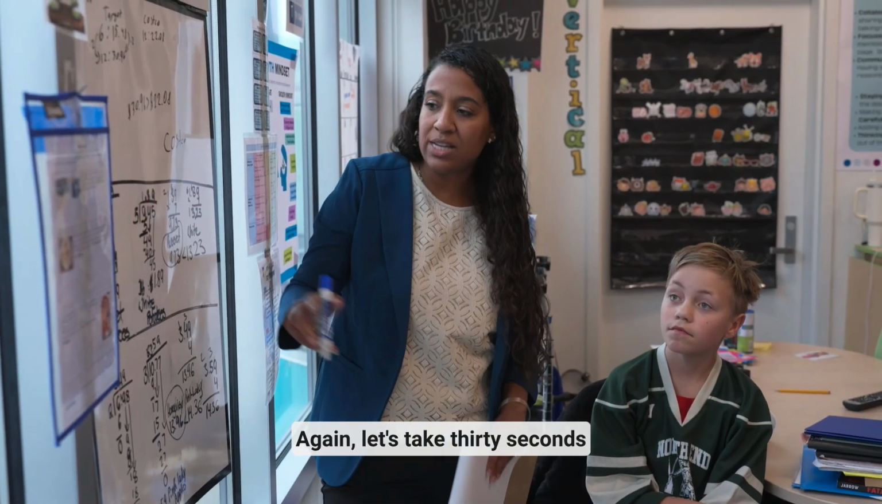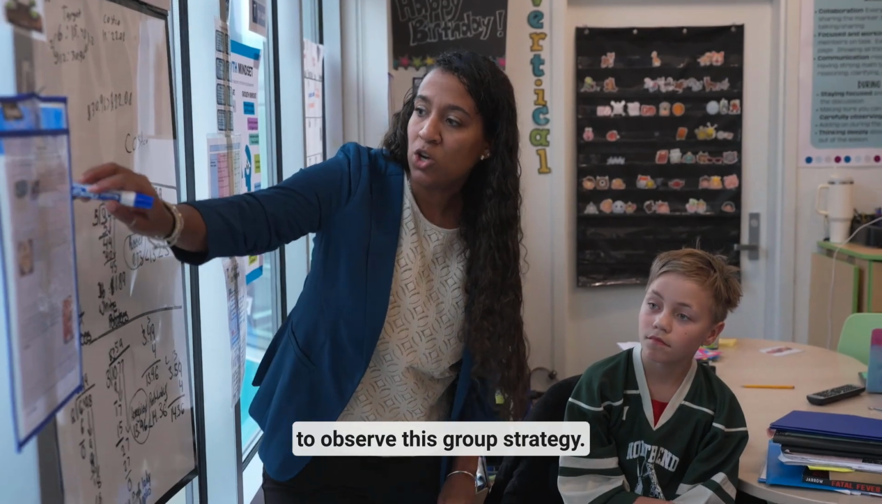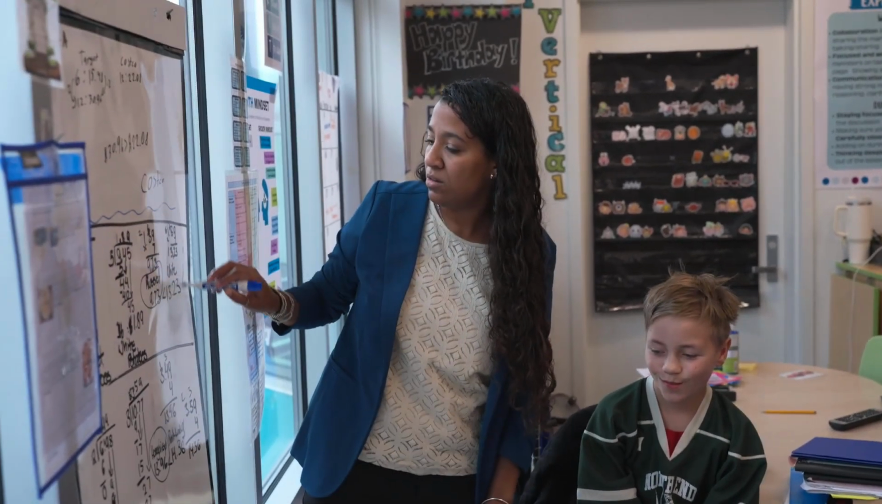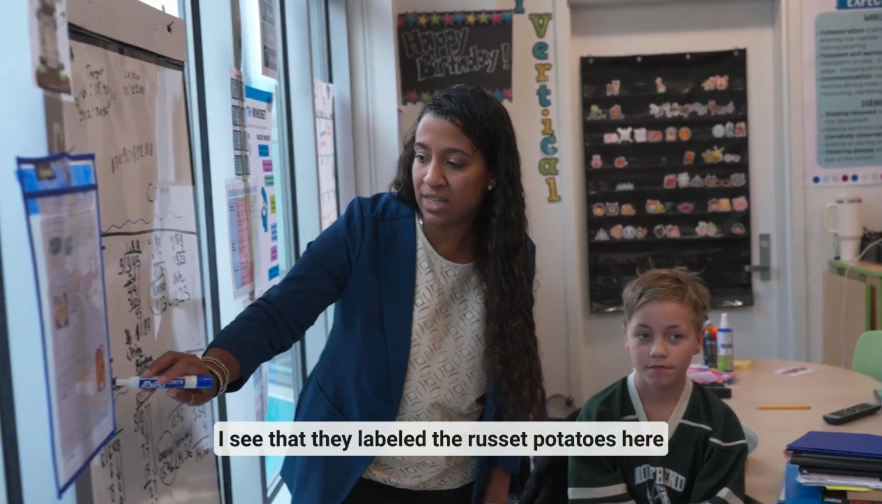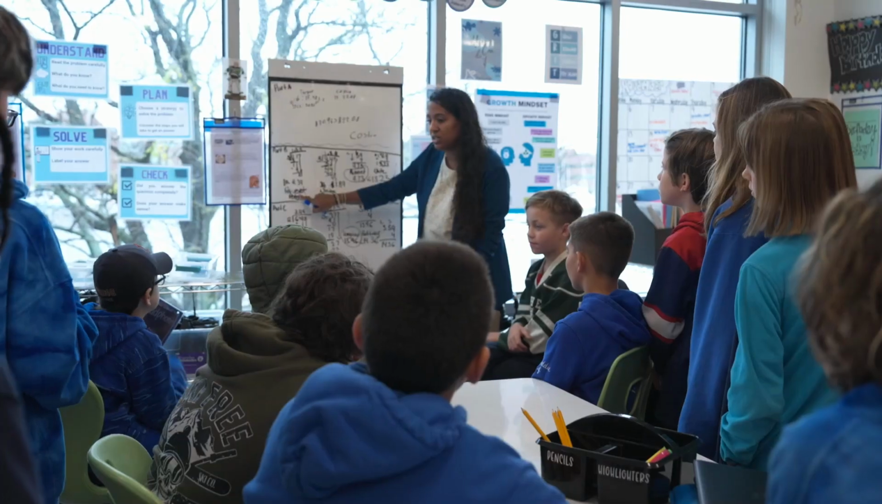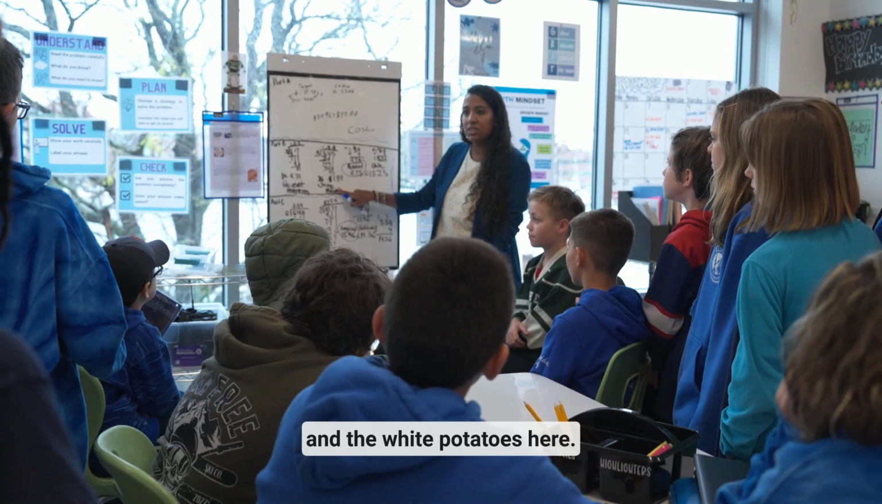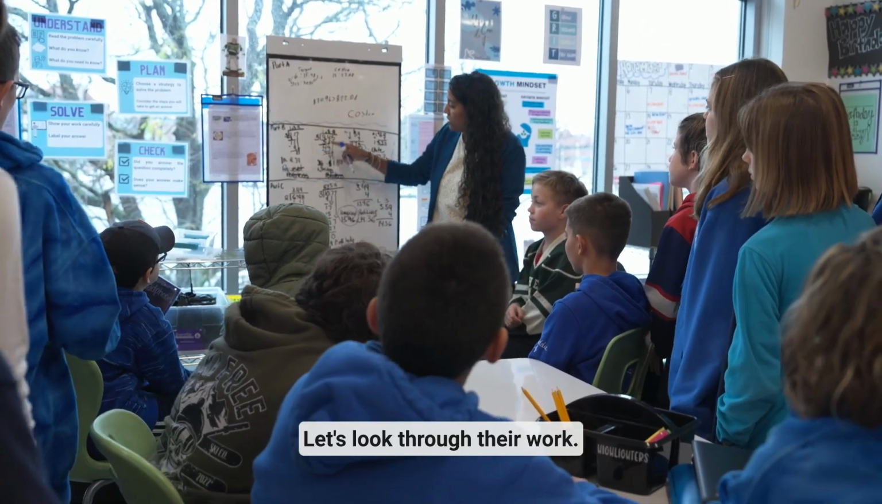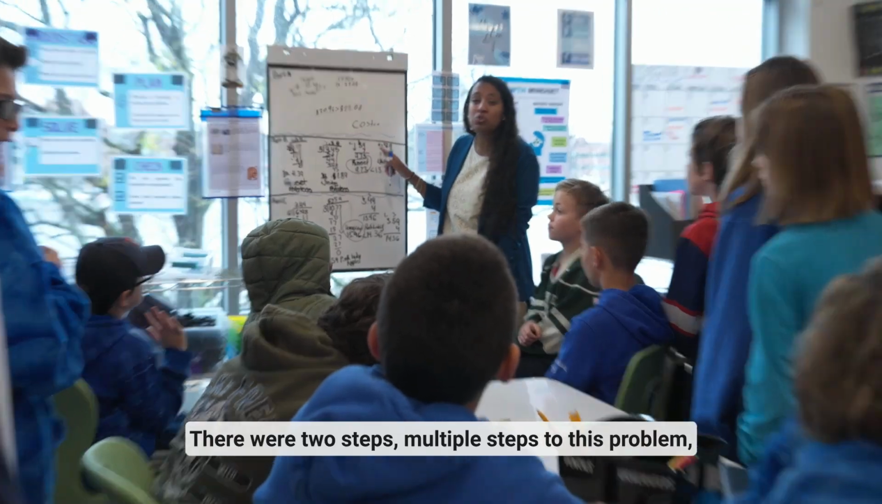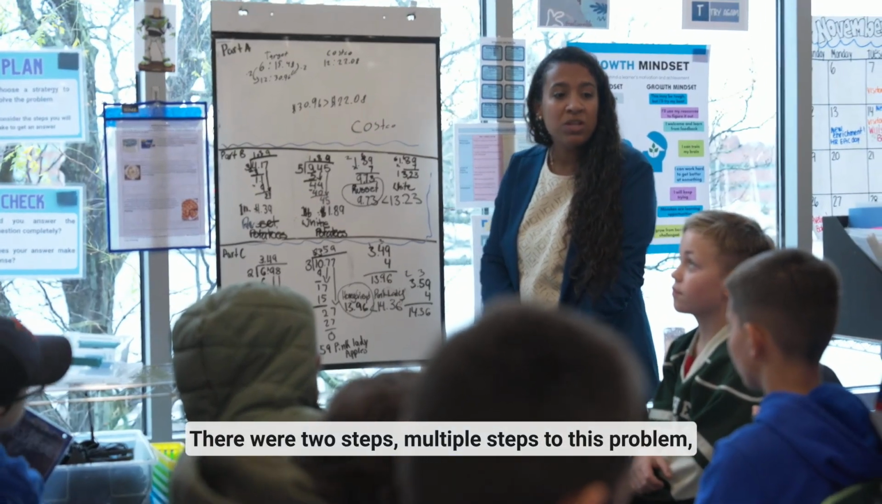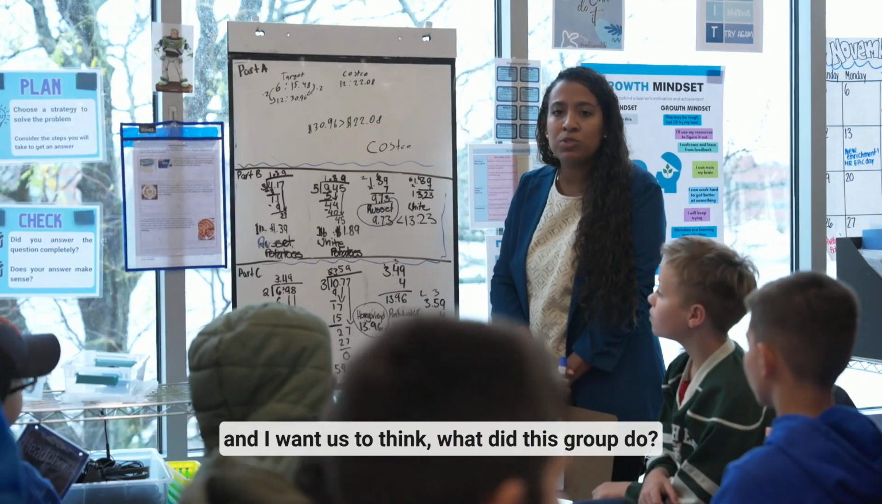Again, let's take 30 seconds to observe this group strategy. We're looking at part B. I see that they labeled the russet potatoes here and the white potatoes here. Let's look through their work. There were multiple steps to this problem, and I want us to think, what did this group do?